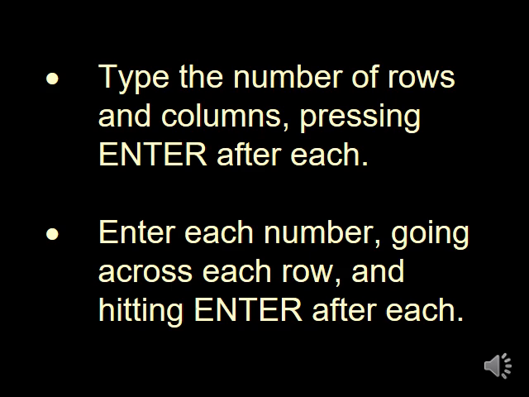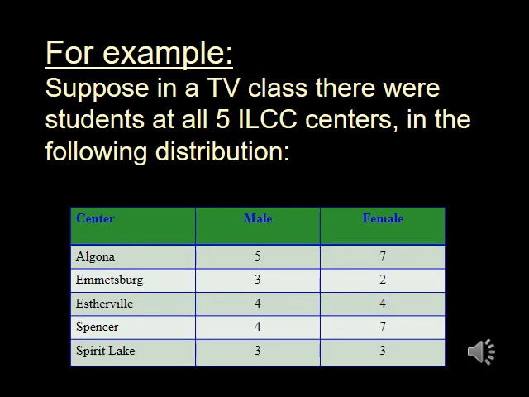Once you've got those in there, what you're going to do is type in all the numbers in the matrix. Here's the matrix we were given again, and again you can see it's 5 rows and 2 columns. I do just look at the numbers, I don't count the titles when I do that. And what I'm going to do to type in the numbers is I just type 5, enter, 7, enter, 3, enter, 2, enter, 4, enter, 4, enter, 4, enter, 7, enter, 3, enter, 3, enter.